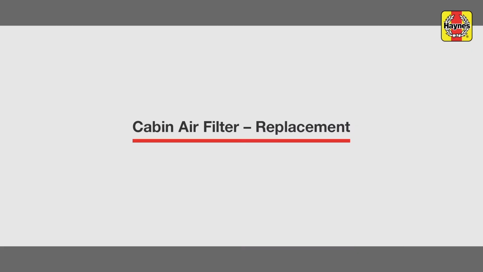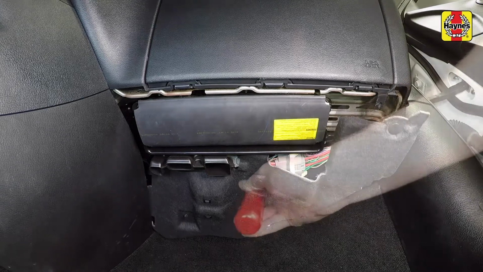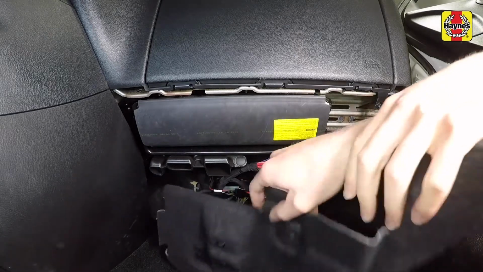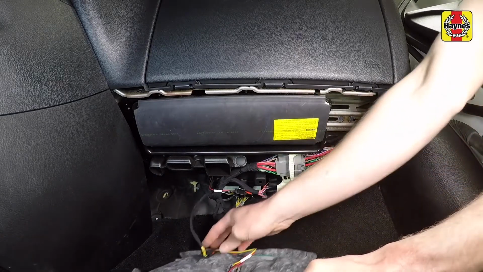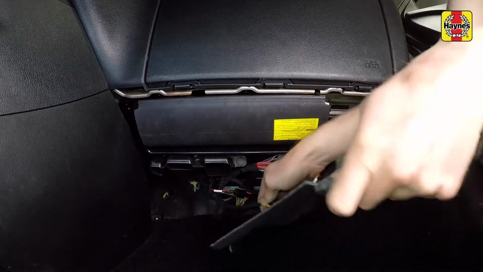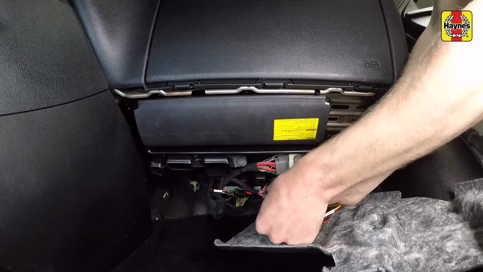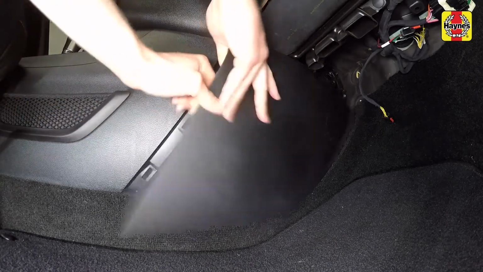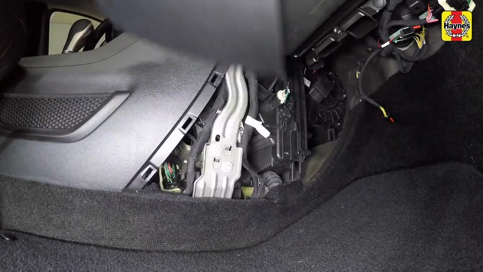Cabin air filter replacement. Open the passenger door, then use a trim tool to carefully pry out the passenger side insulator panel fasteners. Lower the panel, disconnect the electrical connector from the light, and remove the panel from under the dashboard. Using a trim tool, disengage the clips at the center console end cover and remove the cover.